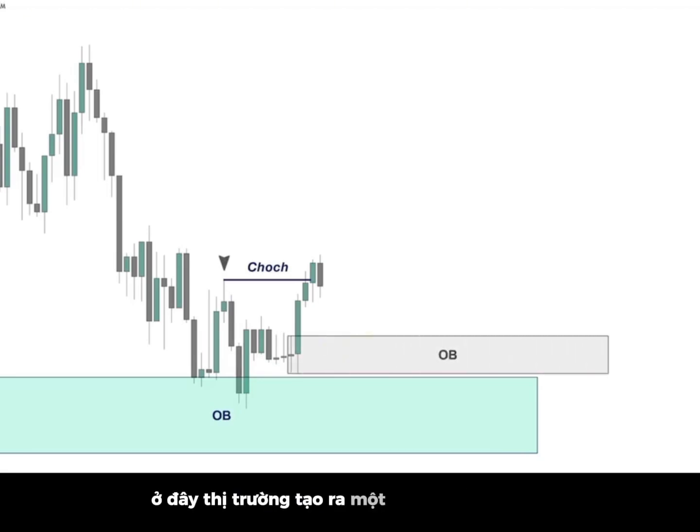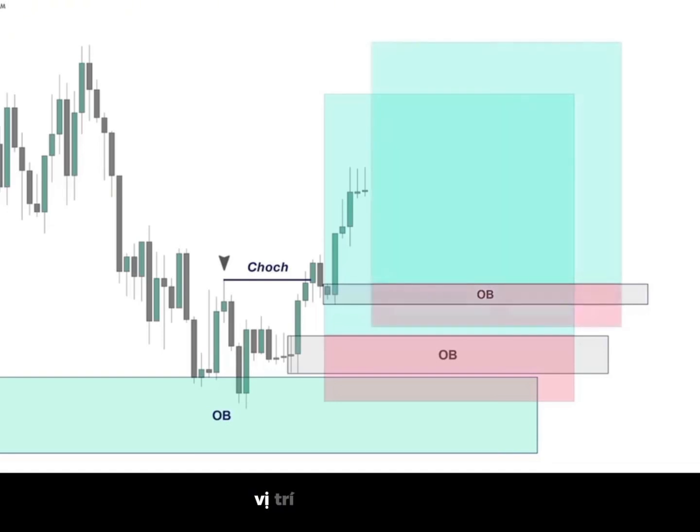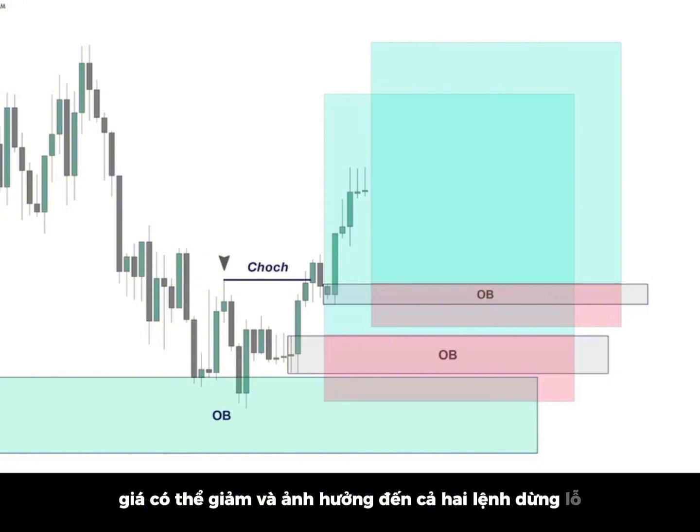Here, the market creates an order block, so we open a long trade. As the price pushes higher, another order block forms. Without canceling the first trade, we also open a second long position at the new order block. This approach is important because the pullback to the first order block is not always guaranteed. Sometimes the market only touches the second order block before moving higher. In the worst-case scenario, the price may drop and hit both stop losses, which is why we always trade with reduced risk. Now, let's see what happens.